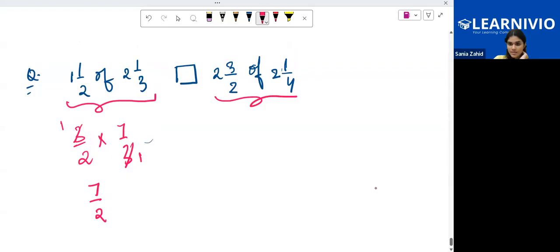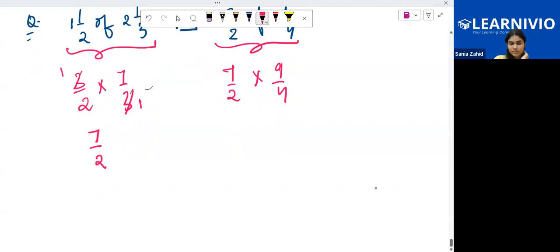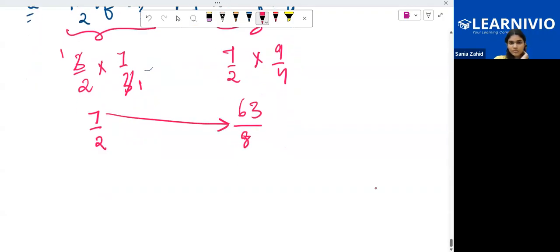Next is this. So, Anas, you tell me the answer for this one. Yes, ma'am. 2 into 2 is equal to 4. 4 plus 3 is equal to 7. It's 7 by 2 into 4 is 8, plus 1. It's 9 by 4. Okay, then 7 nines are 63. 63 by 8. Okay. Then you compare these.